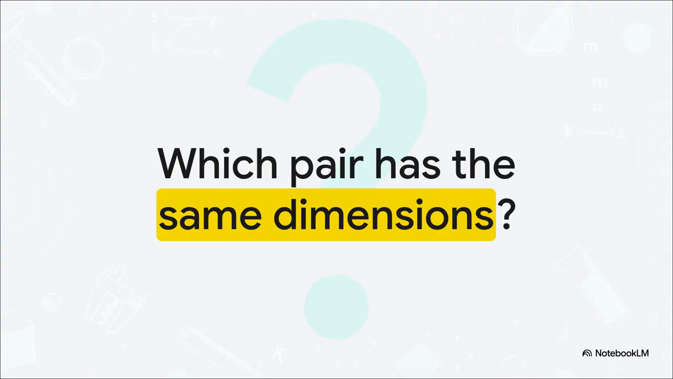Let's prove how powerful that is right now. MCQ 6. Which pair of quantities has the same dimensional formula? Force and work, momentum and impulse, or power and energy? If you use those groupings, you don't even have to do the math. You instantly know it's B, momentum and impulse.